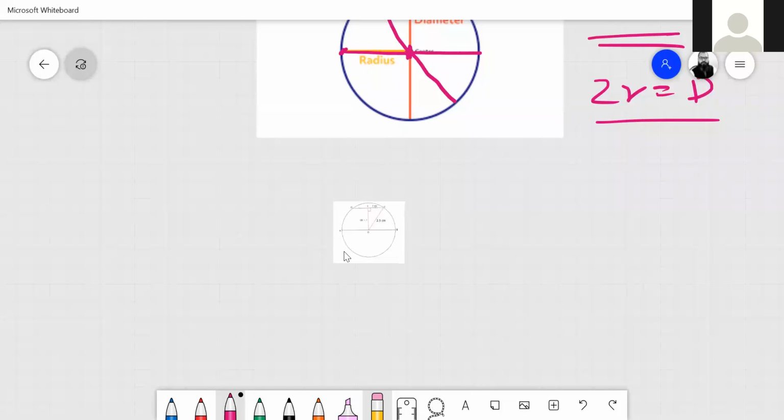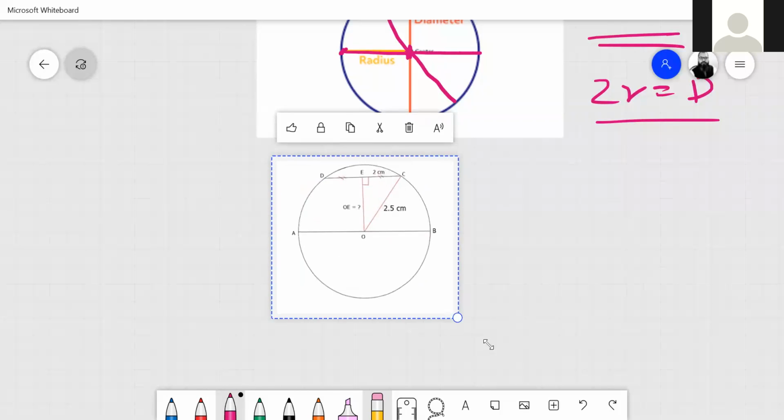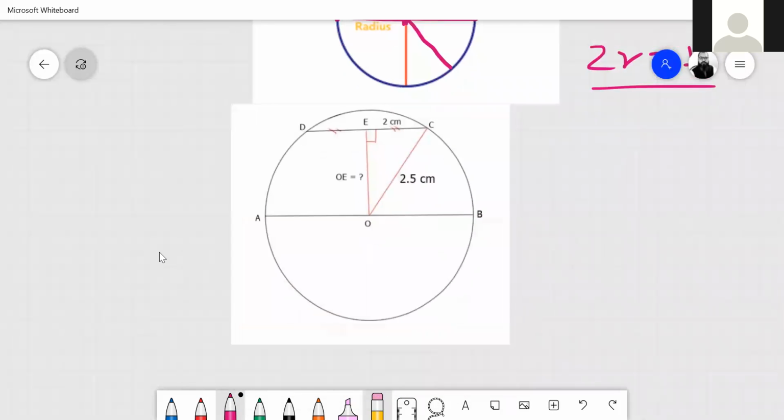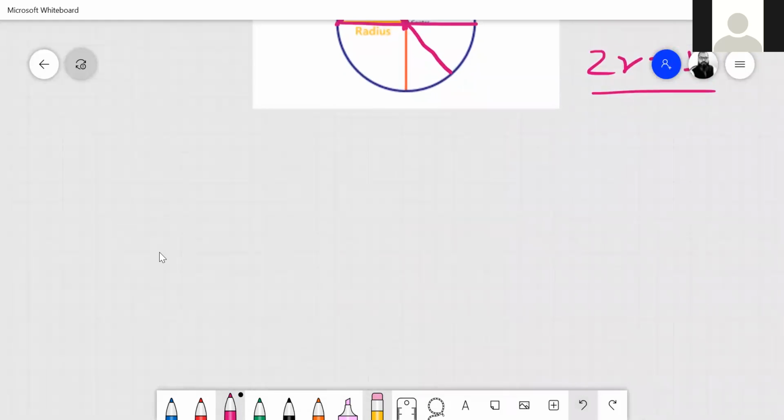Okay, I find this diagram. Look here, this is the same line. Now if you see this, this is different. We will draw this here.